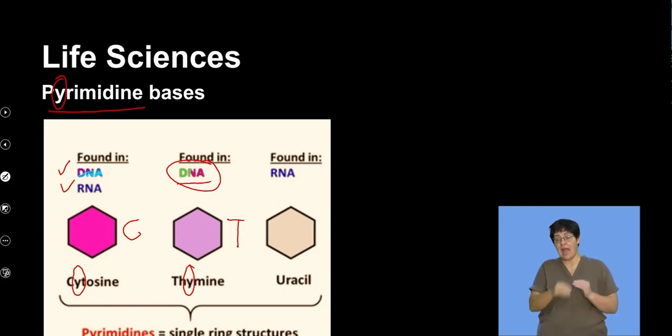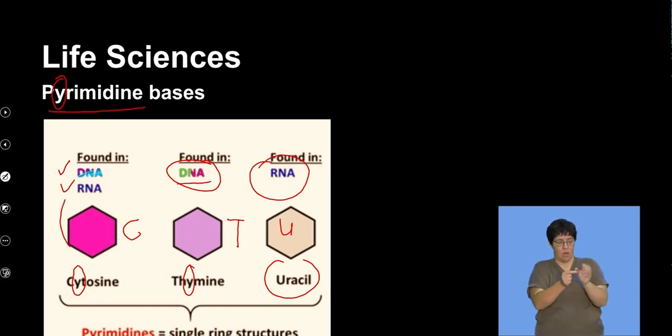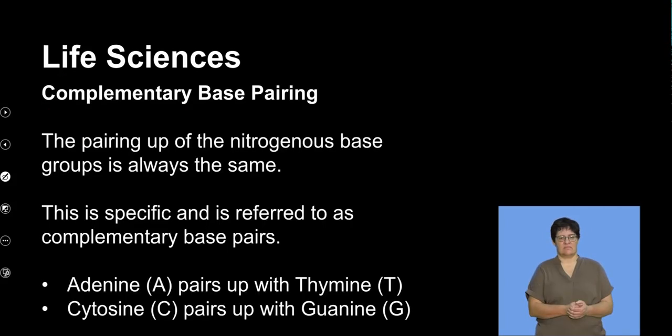In addition to that, we've got uracil, which is a type of nitrogenous base found exclusively in RNA. And these pyrimidine bases are your single ring structures. As you would have seen here, these are all composed of a single ring structure. So guys, we get to the next concept of complementary base pairs.